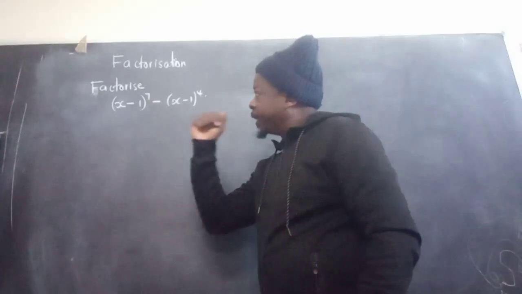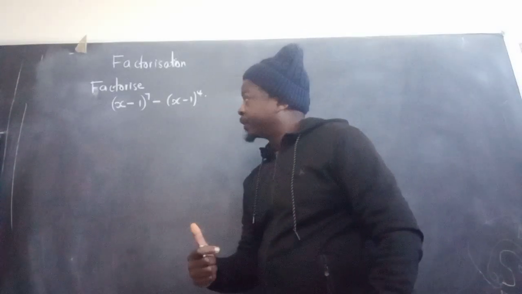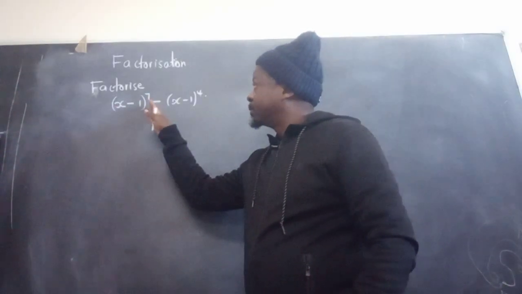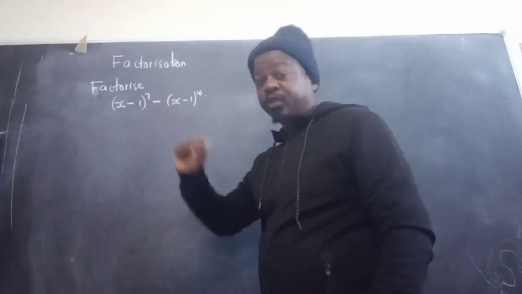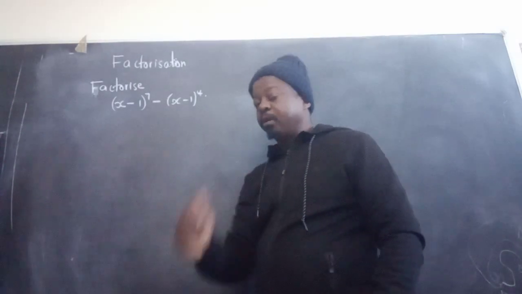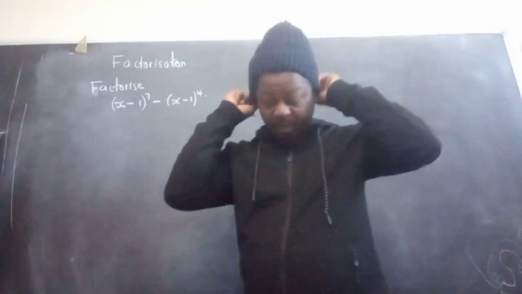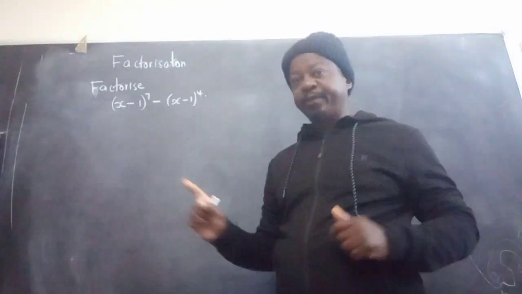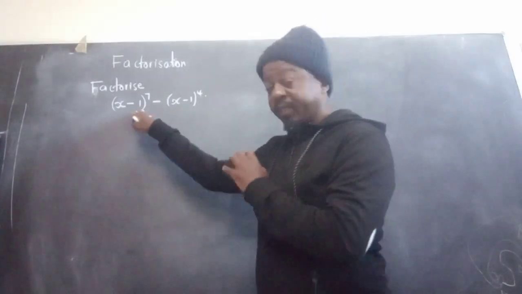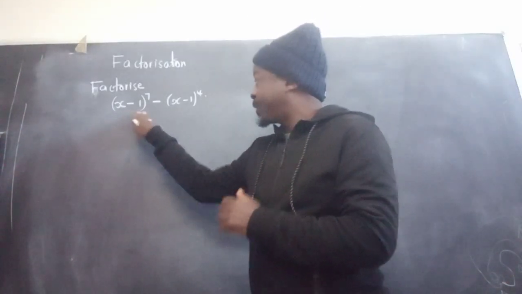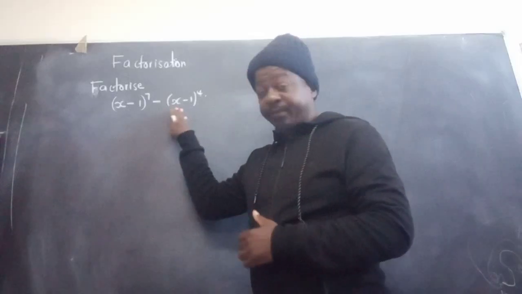Let's have a look at this. It says factorize (x minus 1) to the power of 7 minus (x minus 1) to the power of 4. Factorize means to find the factors. A factor is that item or expression which is found here as well as found here.